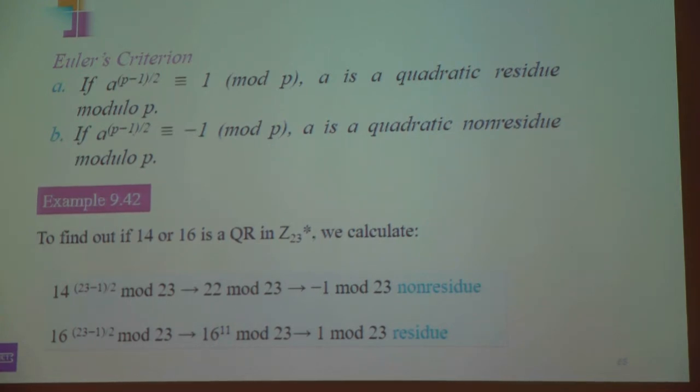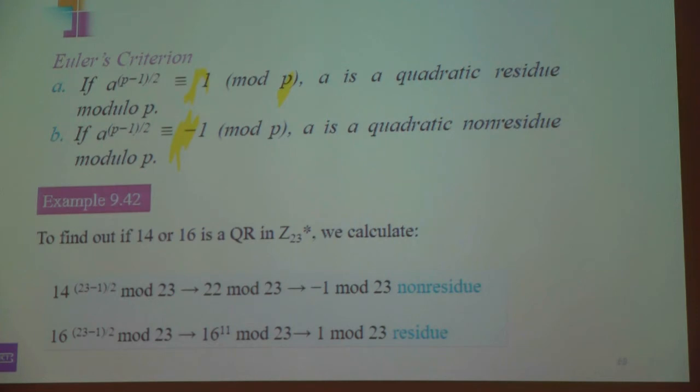So Euler's criterion. What's Euler's criterion? It says how we can check to see if an integer is a QR modulo p. Euler's criterion gives a very specific condition. It says if a to the power (p minus 1) over 2 equals 1 mod p, a is a quadratic residue. If it equals minus 1, then a is a quadratic non-residue.